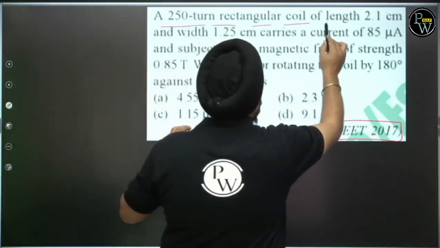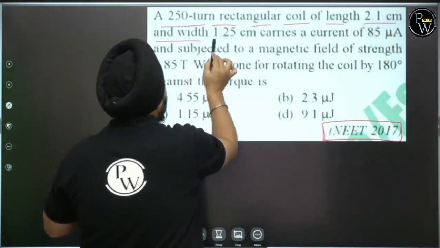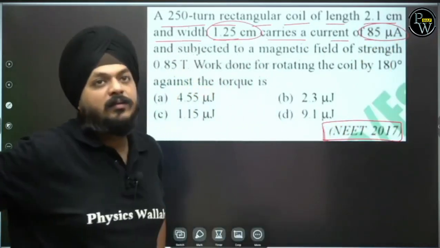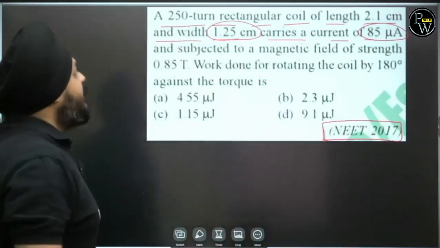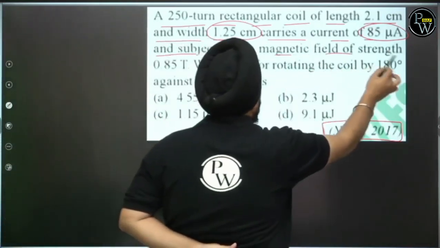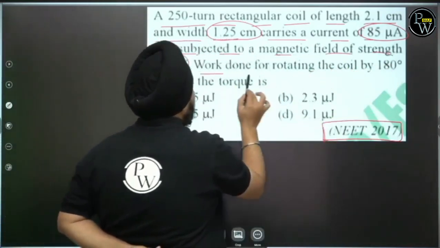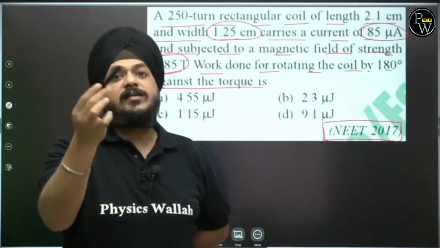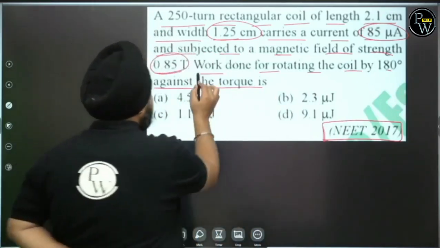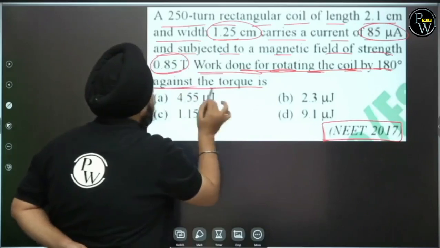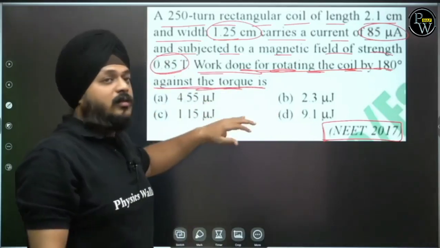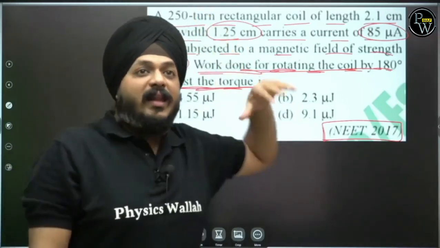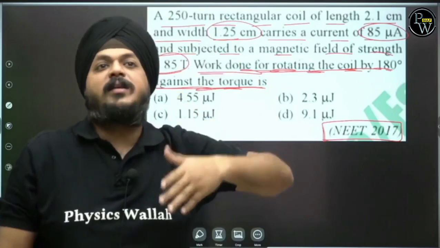A 250 turn rectangular coil of length 2.1 centimeter and width 1.25 carries a current of 85 microampere. It is subjected to a magnetic field strength of 0.85 Tesla. Work done in rotating the coil by 180 degrees against the torque. This is the important statement. In the question, the last statement itself explains it all. The last statement itself explains it all.